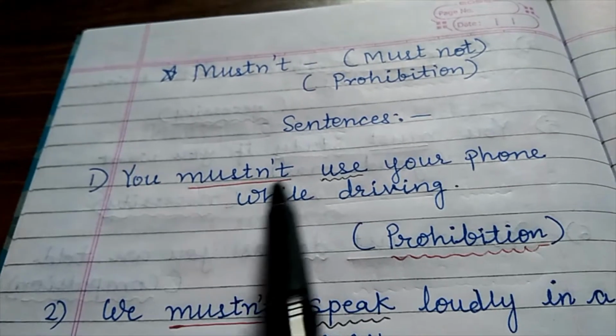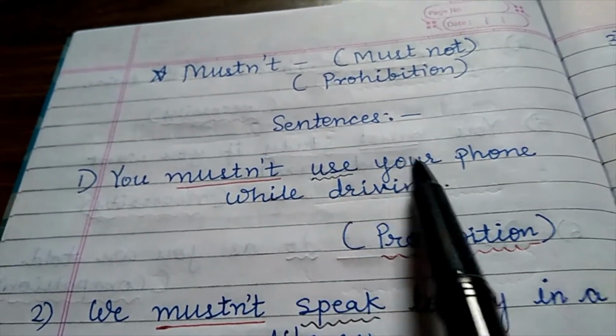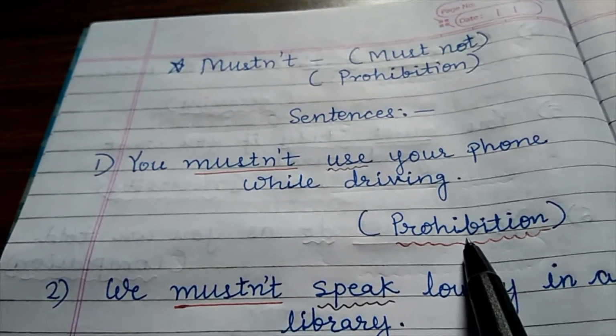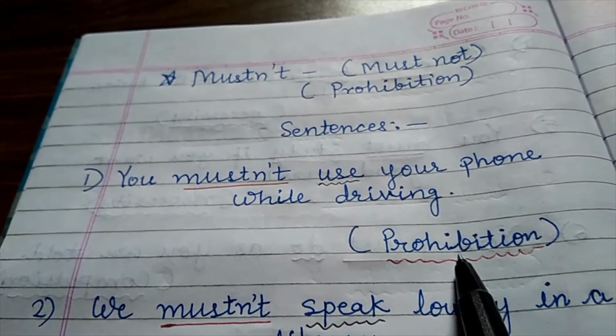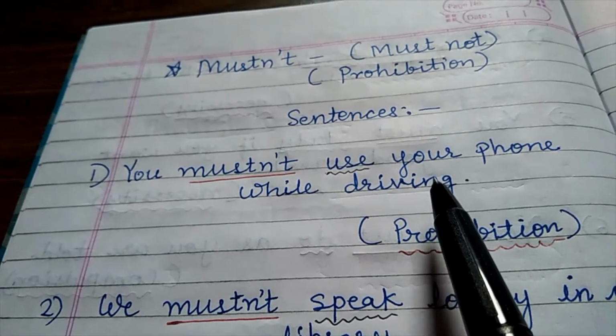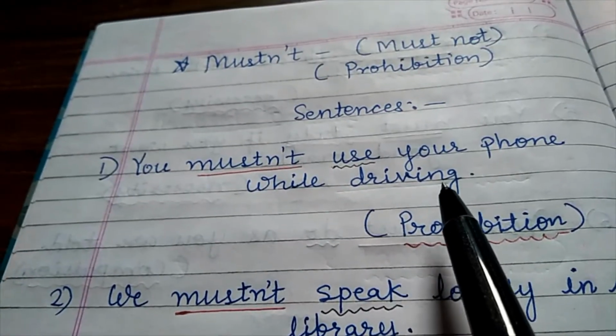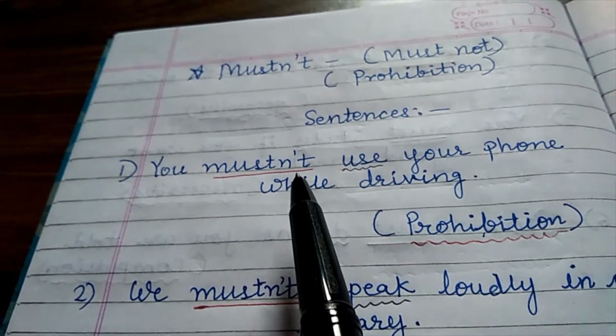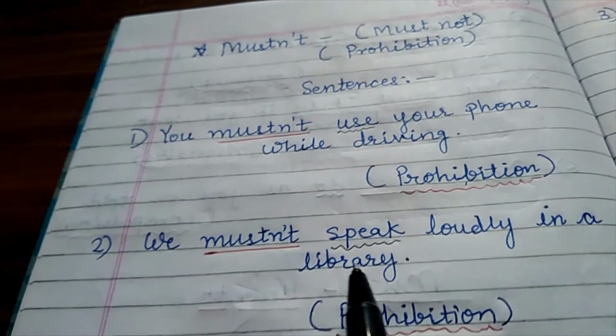Sentence: you must not or mustn't use your phone while driving. So it shows prohibition, means phone is not allowed while driving, means accidents can occur. So mustn't modal auxiliary is used to show prohibition.